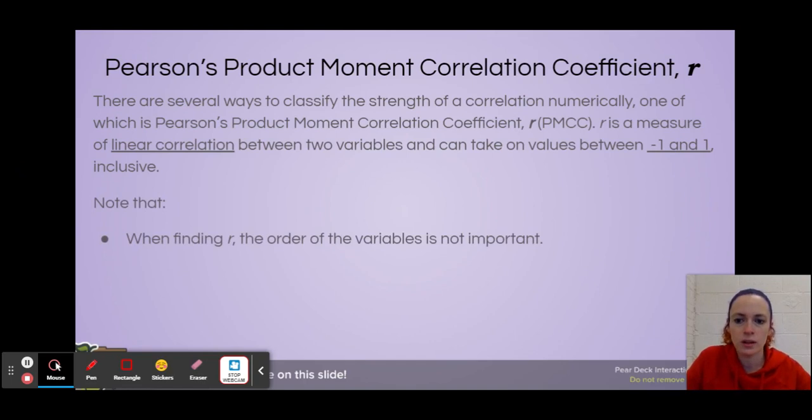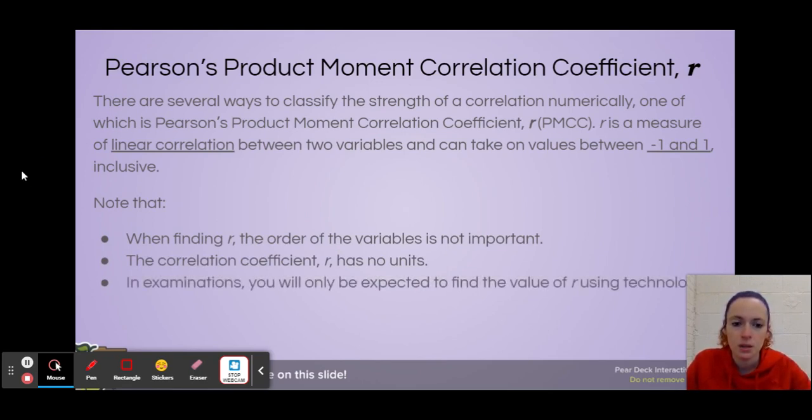A couple things to note when finding R. The order of the variables is not important, so you don't have to make sure they're in increasing order or anything. The correlation coefficient itself has no units. In exams, you will only be expected to find the value of R using technology, meaning using your calculator. There is a long way to find it by hand, but in terms of our exams, all you'll need to know is how to find it in your calculator.